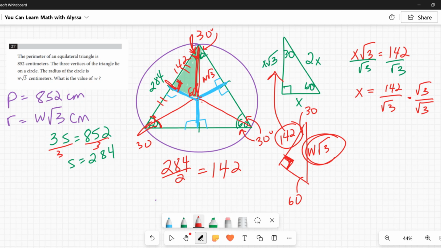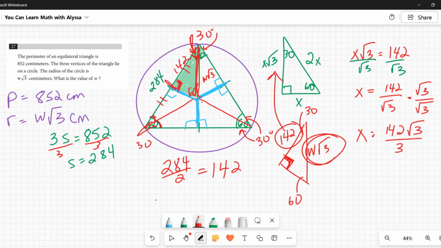And when I do this, the square root of 3 on the bottom is going to get rid of the radical, because the square root of anything times that square root equals the original number. It works for any number. Like square root of 78 times square root of 78 is just 78. So on the top, I am going to get 142 times the square root of 3, and on the bottom, square root of 3 times square root of 3 is just 3. So now I look and see, can I simplify this any further?